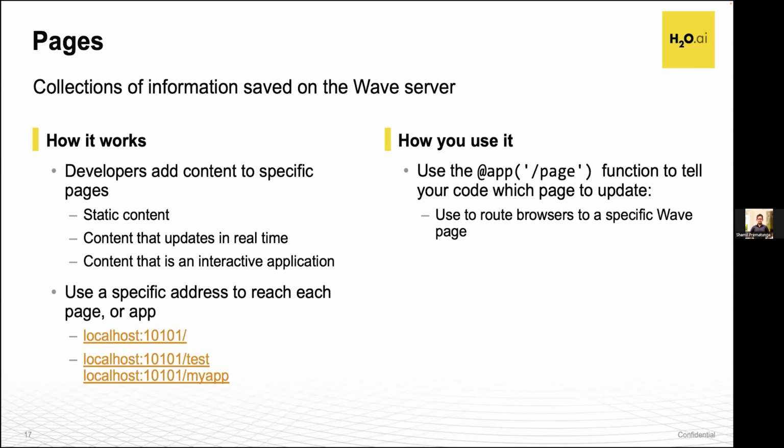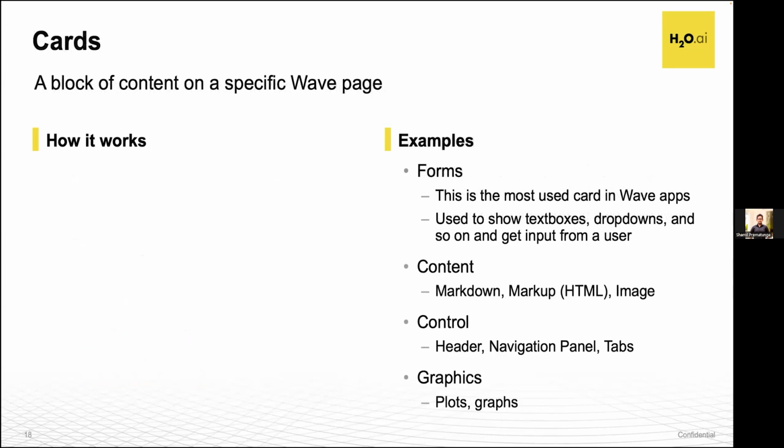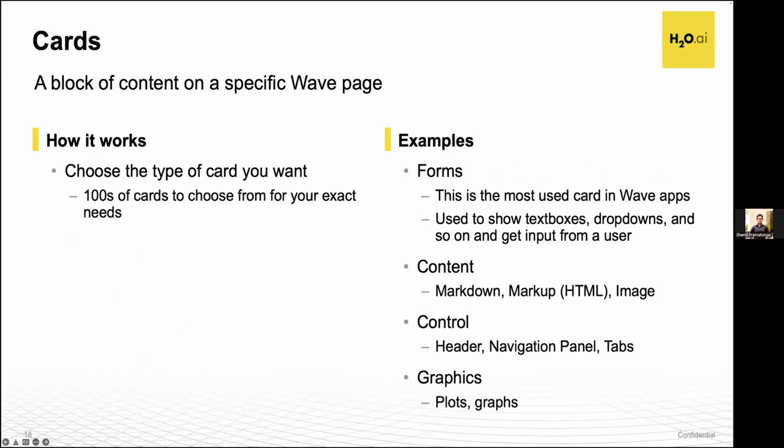And next we come to the cards. Now the Wave server has multiple pages, and in each page, cards are the blocks of content of a specific web page. They are rectangular blocks within the page. There are hundreds of card types in Wave, and each card has the capability to perform in several ways. As you can see on the right-hand side, there are form cards, content cards, graphic cards which are built to show plots and graphs, control cards, navigation panels, headers, and footers. Likewise, according to the task, we have several categories of cards with Wave.